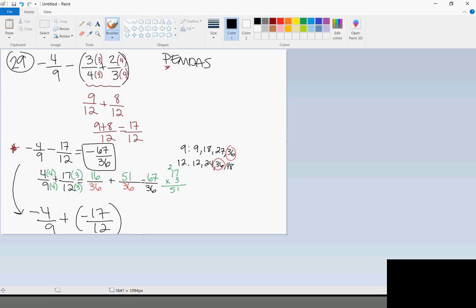Because we have the same signs, we kept the sign and then just added these fractions here. And when we added the fractions, we had to get common denominators. Again, we use 36 because that's the least common multiple between 9 and 12. And then we ended up with 67 over 36. So remember, it's going to be negative because they have the same sign, negative 67 over 36.